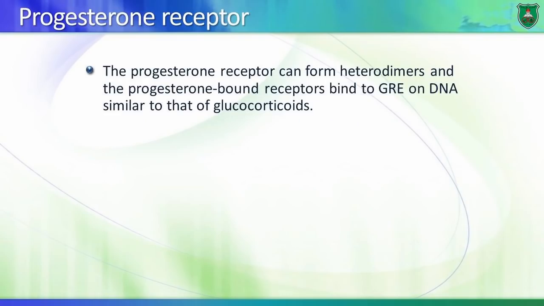Now, the progesterone receptor, what's important about it is that the progesterone receptor can bind to the glucocorticoid response element on the DNA, similar to that of glucocorticoids. So this is an important feature of the progesterone receptor.